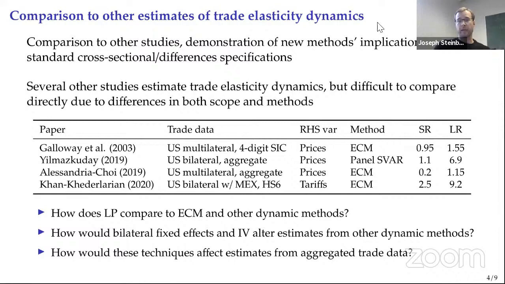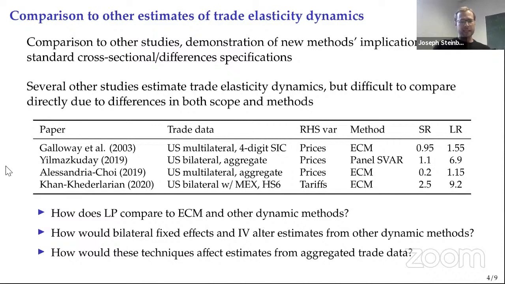There are a number of papers that have done this. Certainly the ones in this table are not all of them. This is just a couple of examples. And I think there are a wide range of long-run numbers here. But there is a fairly broad consensus that short-run elasticities are pretty low relative to long-run elasticities. It's difficult to compare the author's results to these results just because both the scope in terms of the data, as well as the methods are quite different.